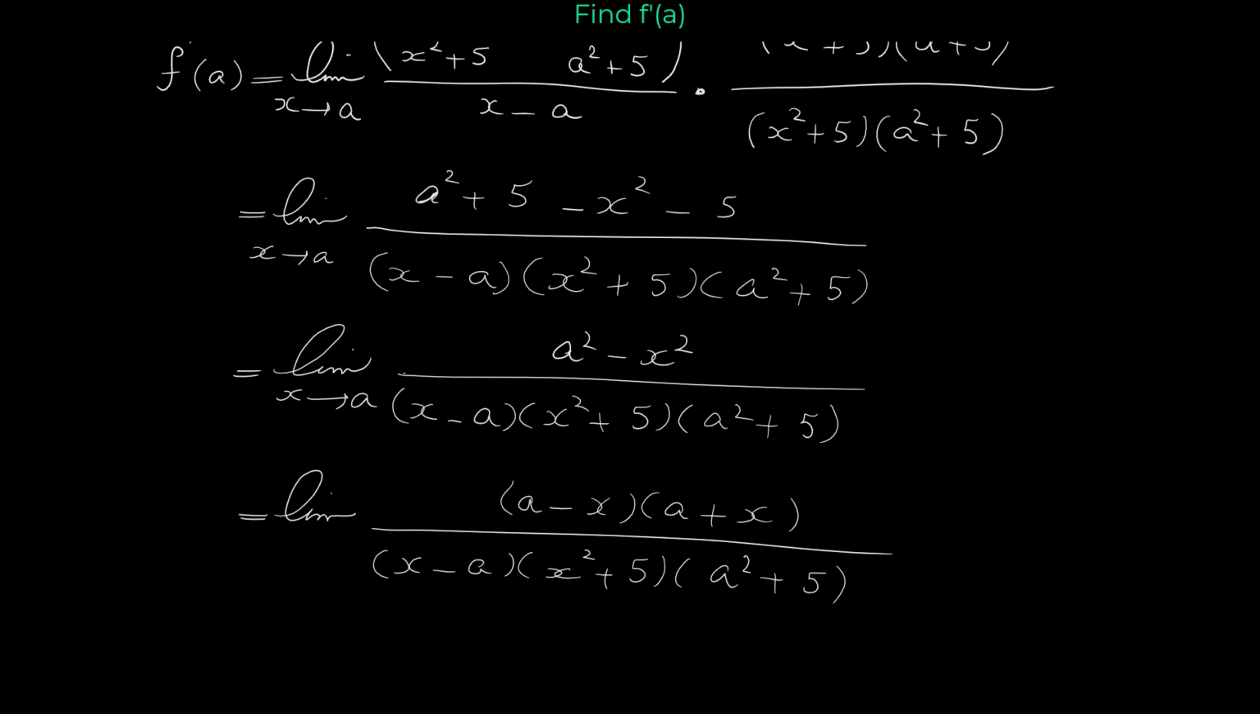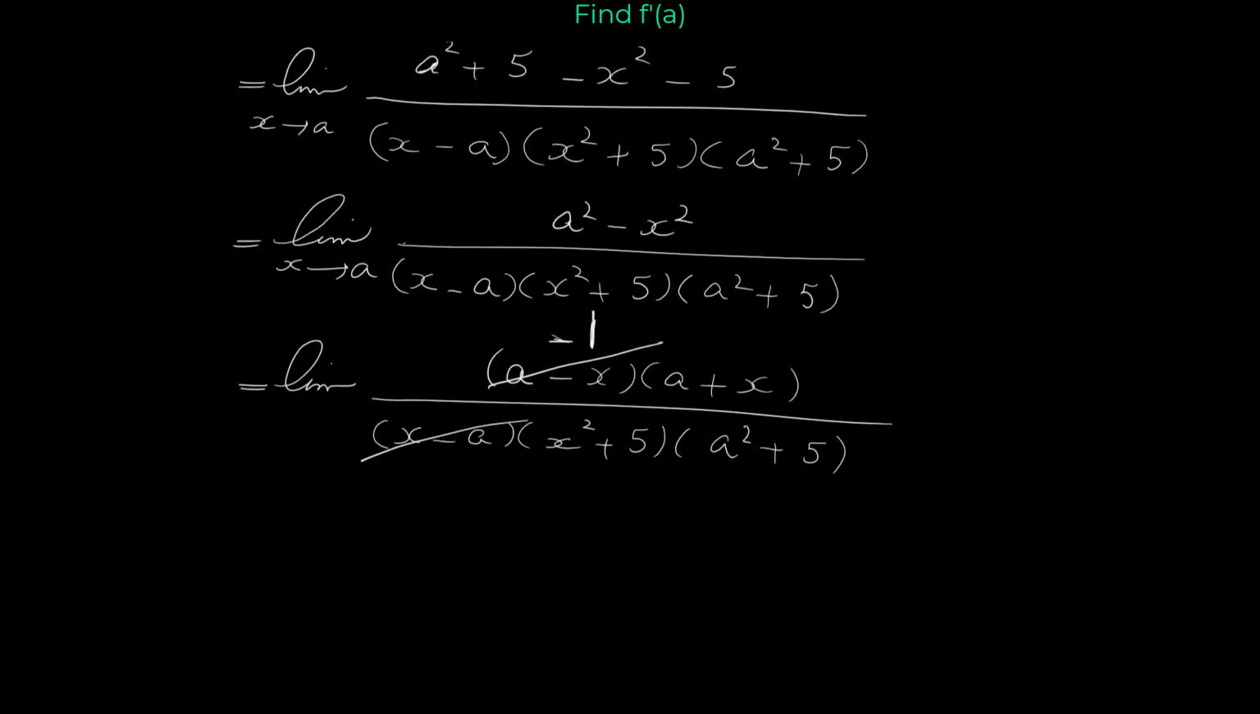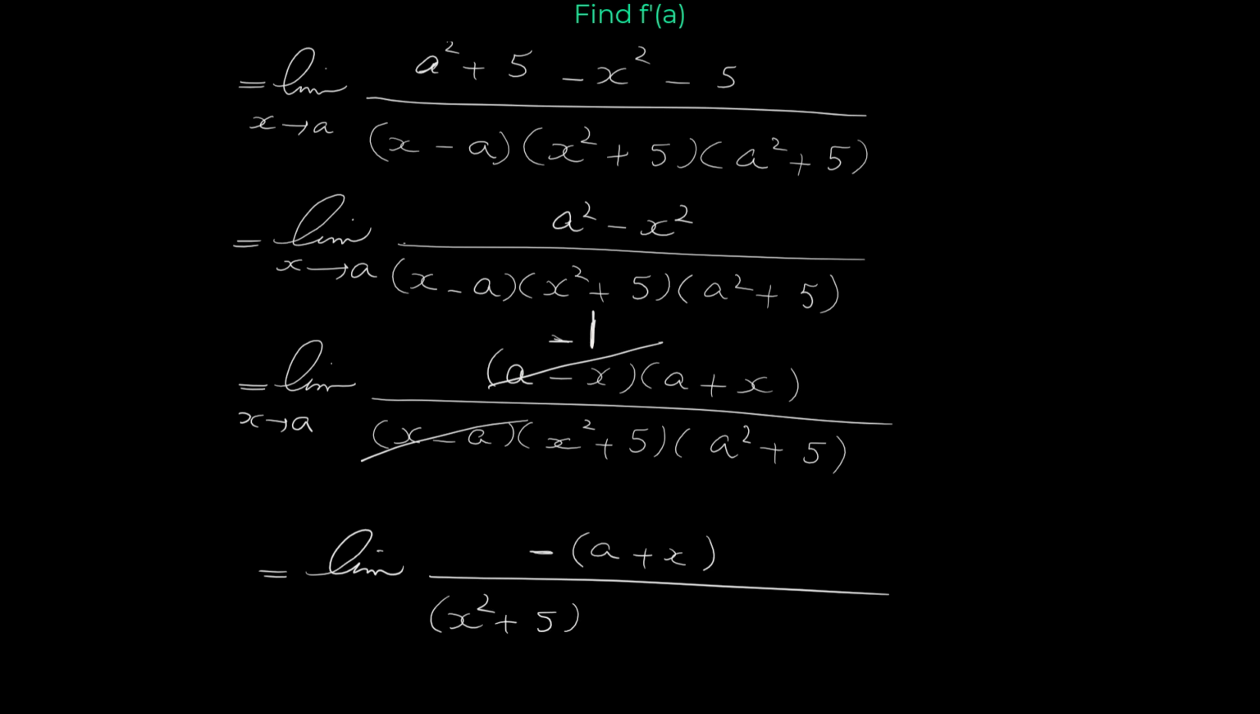So when we cancel this, a minus x with x minus a, a negative one remains here. Or if you want, you can put this negative in the denominator. A negative remains, fine. So we cancel these two by each other, but a negative remains because these are negative of each other. They are not exactly the same. After we simplified the common term between numerator and denominator, we have limit negative a plus x in the numerator, and in the denominator, we have x to the 2 plus 5 times a to the 2 plus 5, as x approaches a.